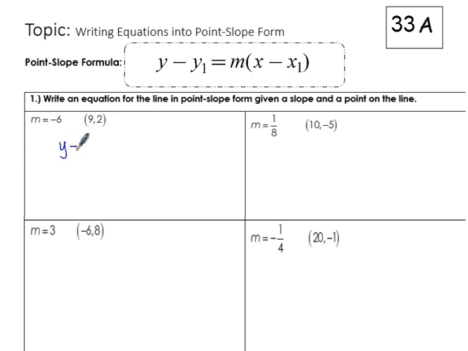Y minus y sub 1, and our y sub 1 value happens to be the number 2. We are going to set it equal to the slope of -6 times the quantity, the generic x, minus your x coordinate of 9. And believe it or not, you are done. That is the point slope form for the equation where it goes through the point 9, 2 with a slope of -6.